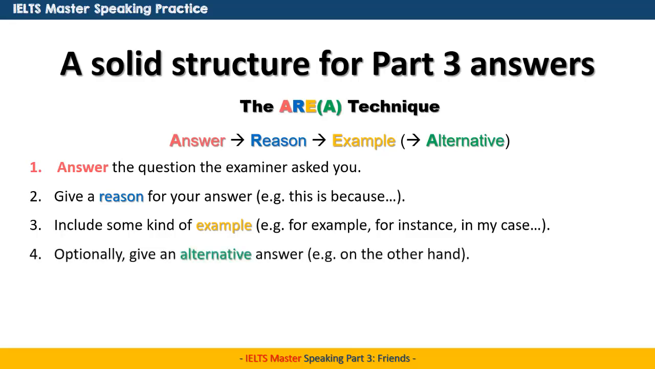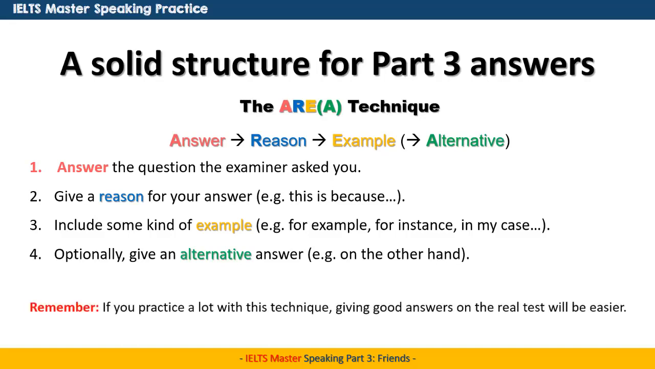And then finally, optionally, give an alternative answer. For example, on the other hand. Sometimes when you're giving an answer, you think of a possible different answer. And you go, oh, now that you say that, or now that I think about it, or on the other hand, and then you can give an alternative answer and talk a bit more. This is a very natural speech pattern, and native speakers, English masters, do this all the time, so you can too. Remember, if you practice a lot with this technique, giving good answers on the real test will be easier.